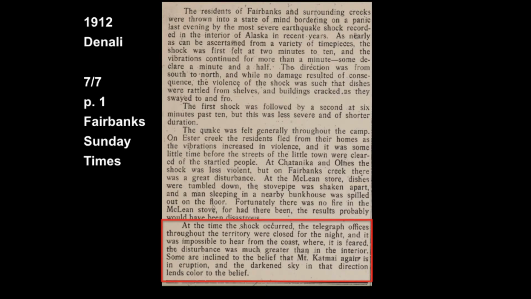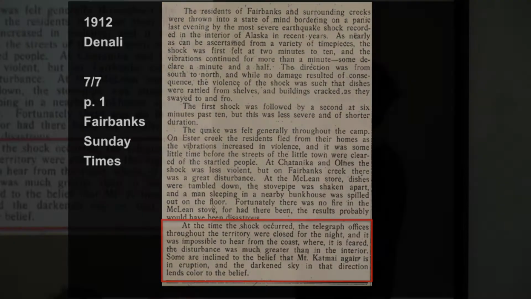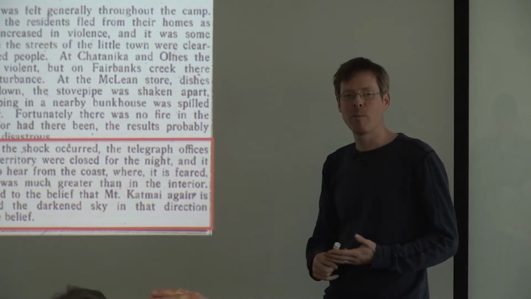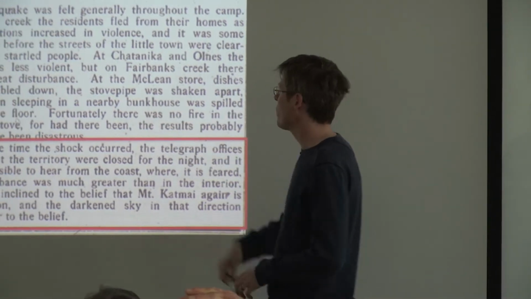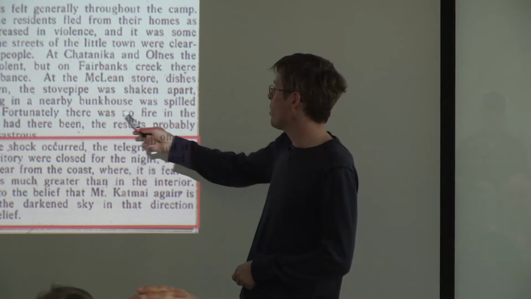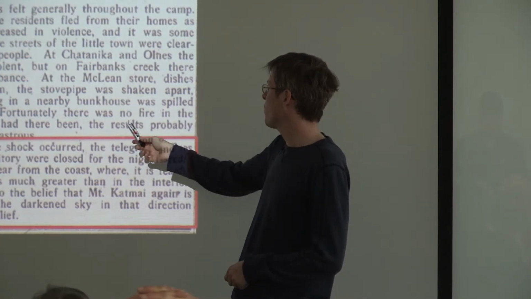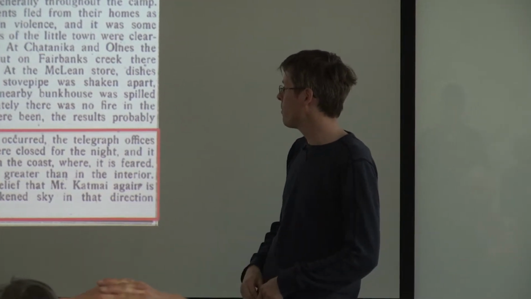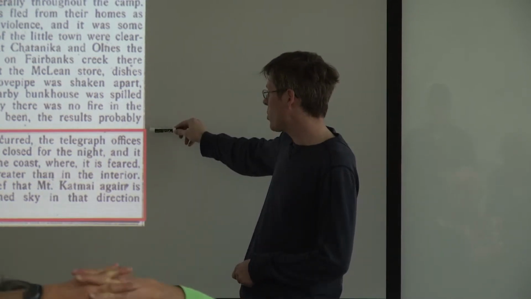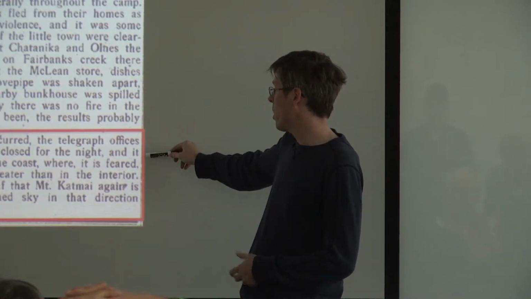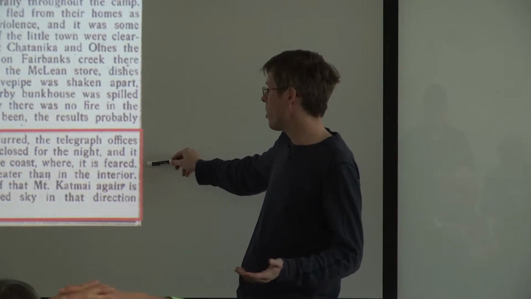Here's a little bit of the story. I won't go through it. It just describes in pretty good detail which places shook: Chatanika, Olnes, Esther, all the gold places, the big communities. At McLean's store, dishes were tumbled down. A stovepipe was shaken. A man sleeping was spilled onto the floor. Fortunately, there was no fire in the stove. Had there been, the results probably would have been disastrous. At the time the shock occurred, the telegraph offices were closed. It was impossible to hear from the coast.